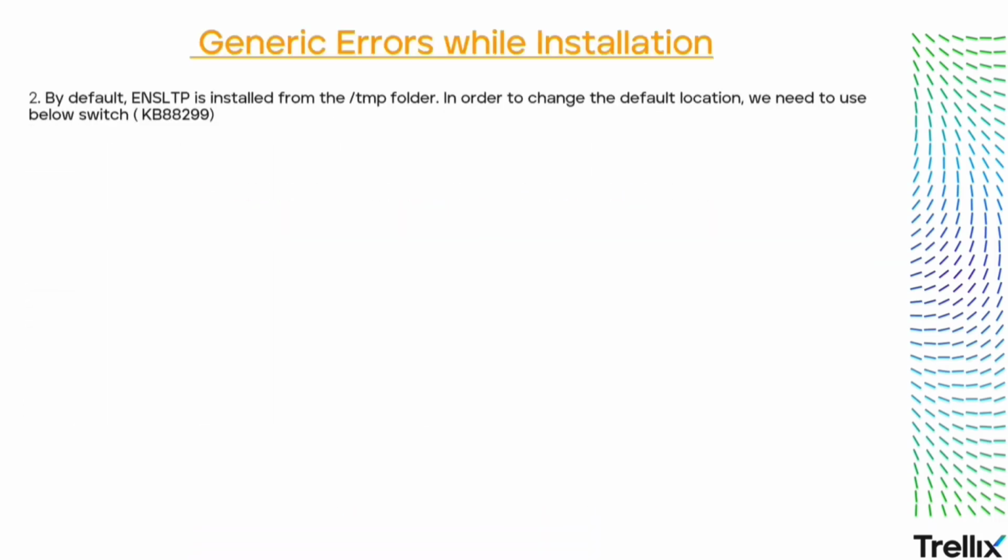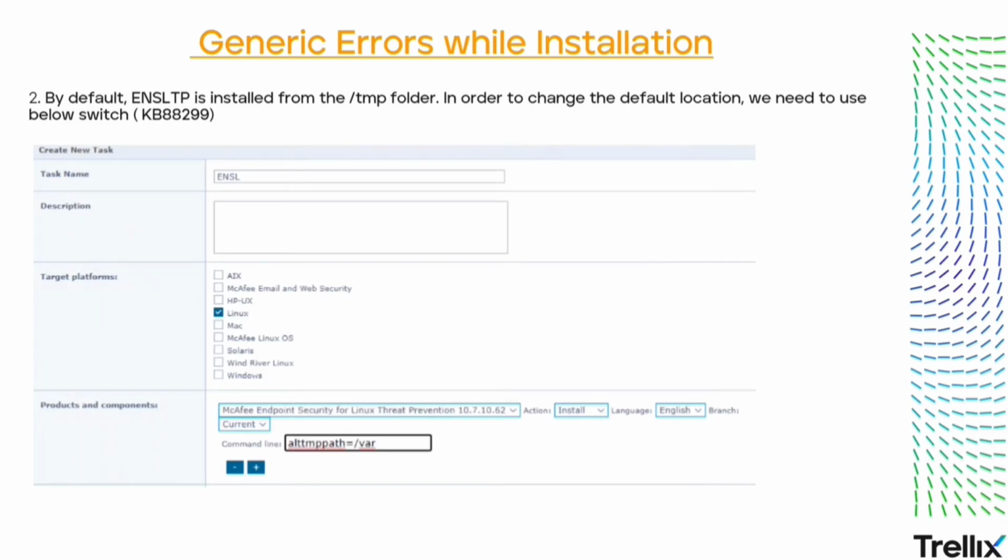When we push the deployment package from ePO, by default it starts to install from the temp folder. By chance, if we are running out of space under the temp folder, we can change the default location by using the command ALT_TEMP_PATH=/var as per the screenshot.